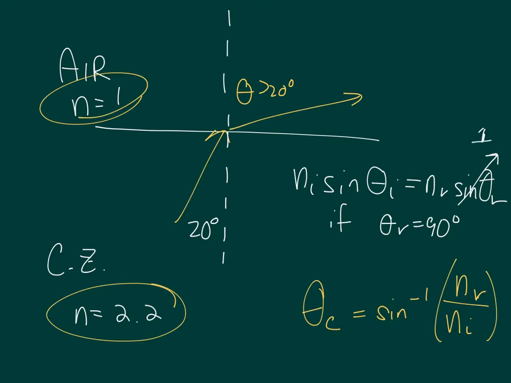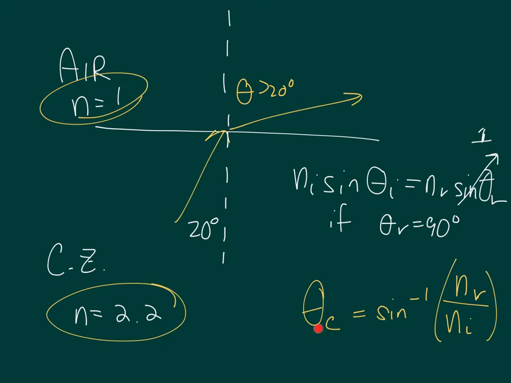Well, in reality, what are you doing now? You're just solving for theta I. How do you get rid of nI? Divide. So divide nR over nI. There it is right there. And then if you want to get theta I by itself, you get rid of the sine by doing sine inverse. Well, there it is right there.